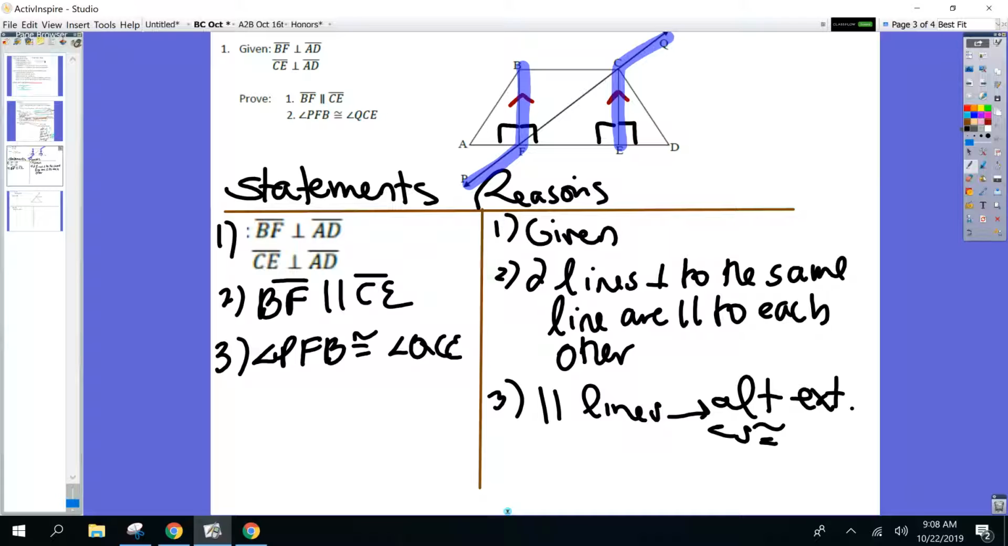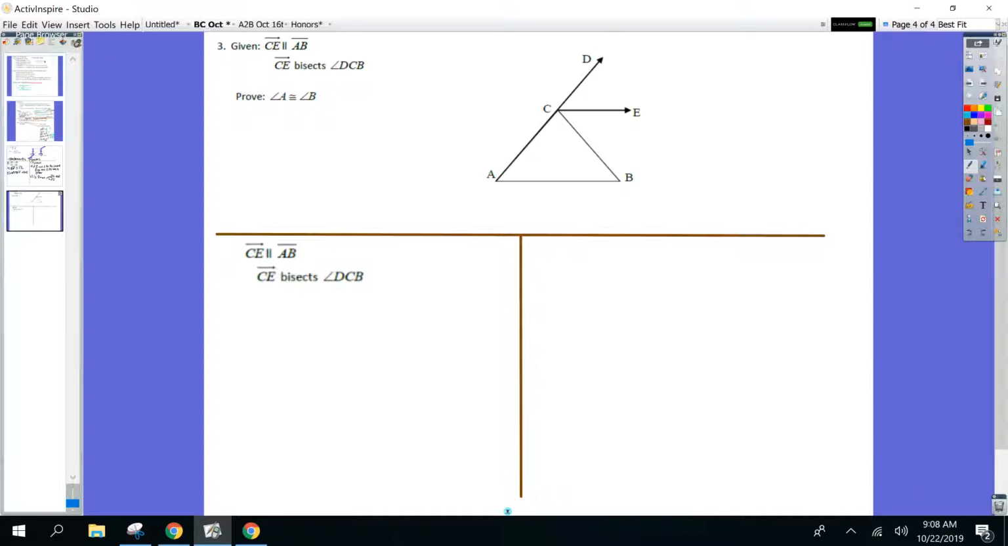Okay, so there's that one. And again, we could have gotten the lines parallel by saying the right angles are congruent and they were corresponding. All right, a lot of different ways. Anything on that one? All right, 3 is going to be a lot tougher. Number 3. So take a minute, set it up.